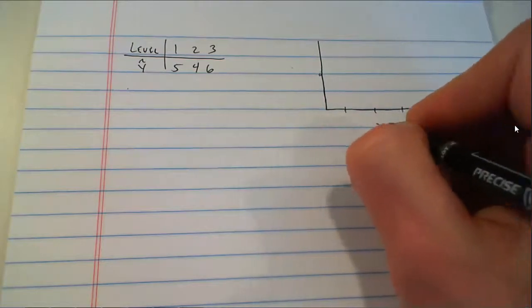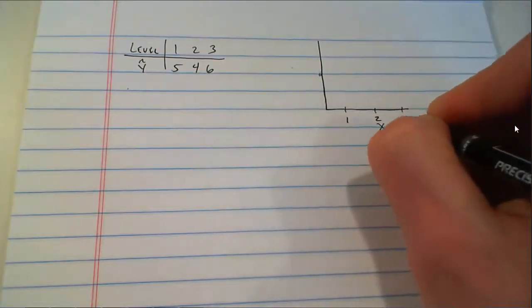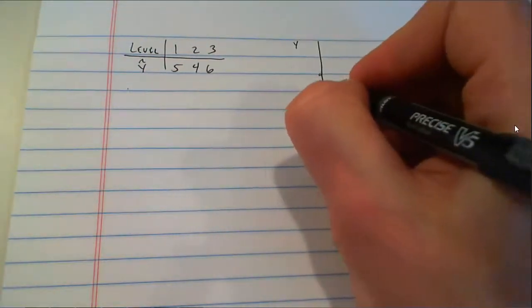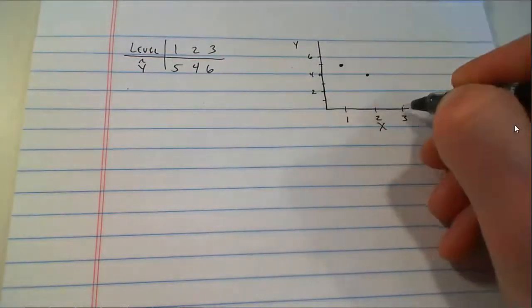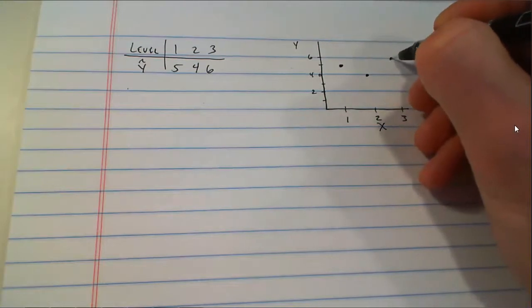So I'll get rid of this piece of paper now. So let's start off by plotting the data. So we'll say x takes levels 1, 2, and 3. The y-axis here is 2, 4, 6. All right, and then I'll just plot the points. 1 is 5, 2 is 4, 3 is 6.